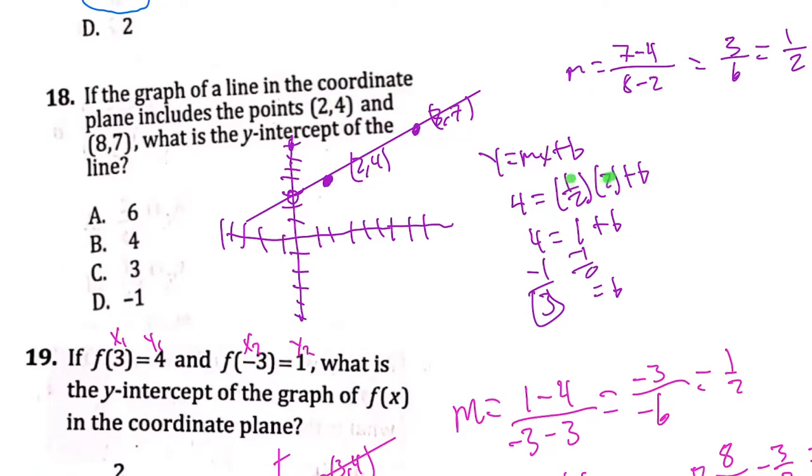So 2 times 1 is 2. 2 over 2 is just 1. 4 stays the same, minus 1 to both sides. 4 minus 1 is 3, and b is equal to 3. So final answer here is C, 3.